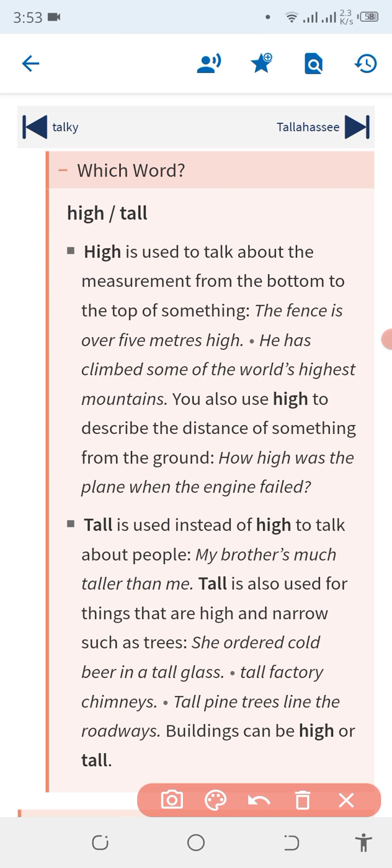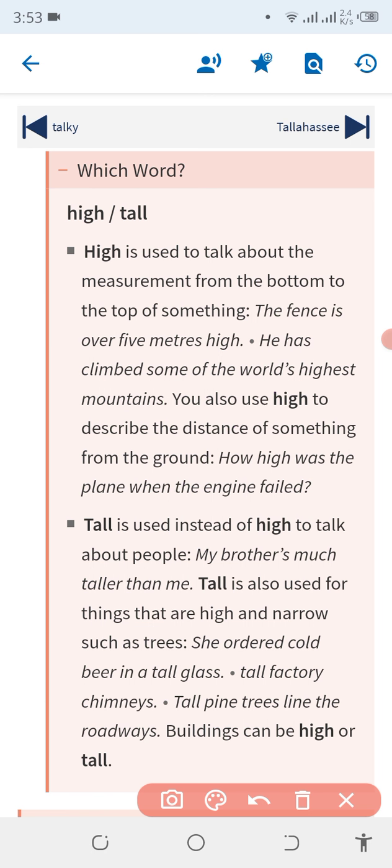So here it says that you can also use high to describe the distance of something from the ground. And this is where most people think that high only describes the distance and not the height. And this is a common misconception because it describes distance as well. It's correct, right? But it also describes height. Do not confuse it, okay? So high has two meanings, two purposes. One of them is the distance from the ground, and the second is the height from the bottom to the top.